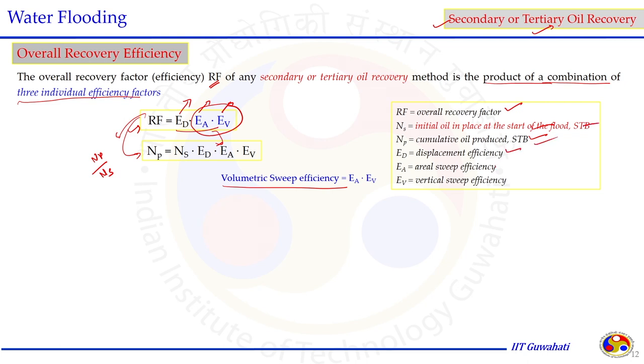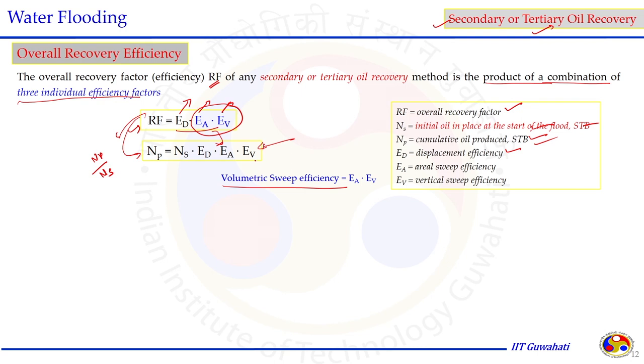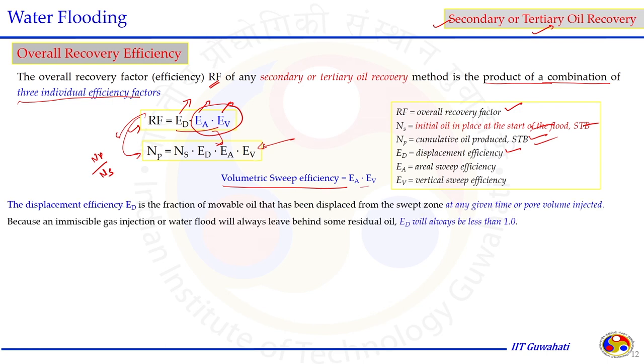ED is the displacement efficiency. Now, heterogeneity is there in the reservoir, so the aerial sweep efficiency and vertical sweep efficiency will be different. It means how the water is contacting the crude oil in the aerial condition and in the vertical condition. That's why the efficiency of the aerial sweep and the vertical sweep will be different. Hence, both are independently accounted for in the calculation of the recovery factor. As I mentioned, the product will be the volumetric sweep efficiency. So instead of having the individual ones, we can also characterize this with the volumetric sweep efficiency.